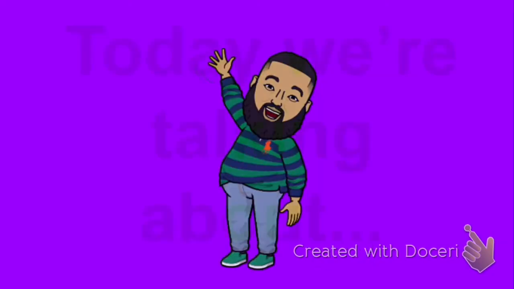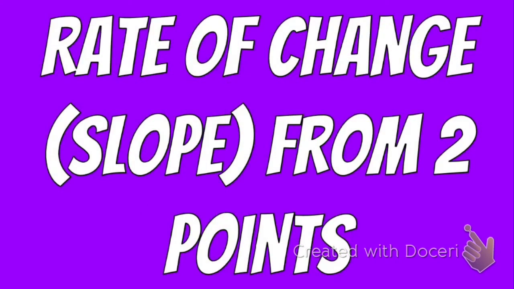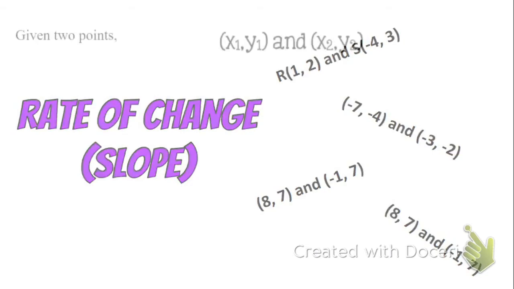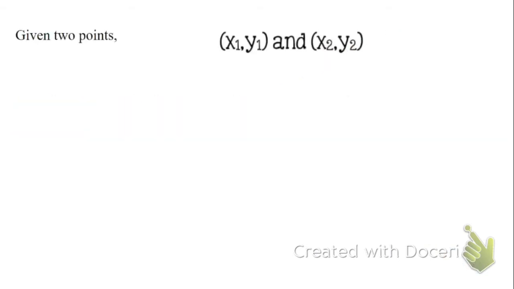Hey class, today we're going to be talking about rate of change and slope from 2 points. We're going to use these 4 examples to help us get an understanding of how to find slope and use the slope formula to do so. But before we begin, we're going to have to go over a couple things.